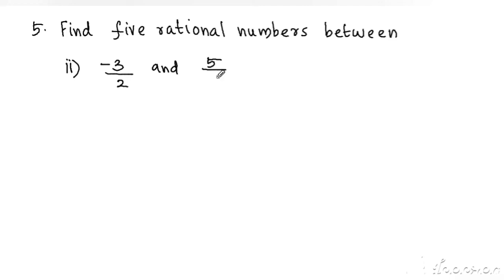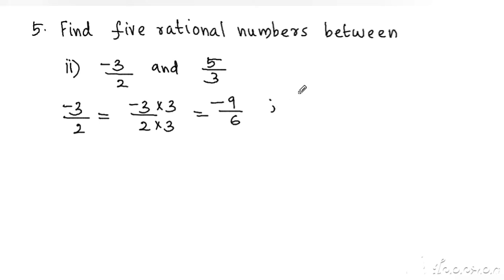Here also we have to find 5 rational numbers that lie in between negative 3 by 2 and 5 by 3. So denominators are different, so you can take any common multiple of 2 and 3. I am going to multiply negative 3 by 2 by 3 so that the denominator becomes 6. So we will obtain negative 9 by 6, then 5 by 3. In order to obtain 6 as the denominator, multiply by 2, you will obtain that is 10 by 6.